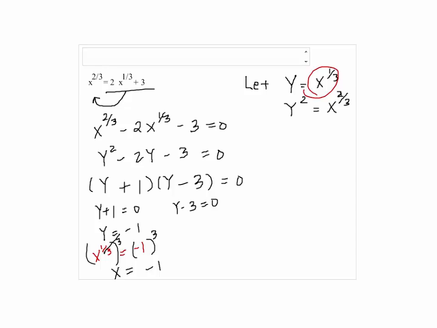Now y minus 3 equals 0, so y equals 3, and again our y was x to the 1/3, so that is 3. So to get rid of the 1/3, we're going to cube both sides. So we have x equals 3 cubed, which is 27. So the answers are x equals negative 1 and 27.